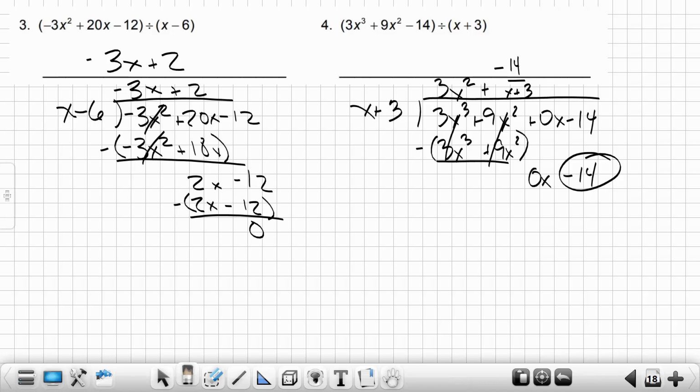Alexa: How do you get the number on top again? I know how to do it, but... It's the remainder. No, 3x squared. Oh, it's the first term divided by the first term. 3x cubed divided by x is 3x squared. Oh, okay. So in that case you would just subtract. Yeah, you subtract the exponent off. Okay. Right.